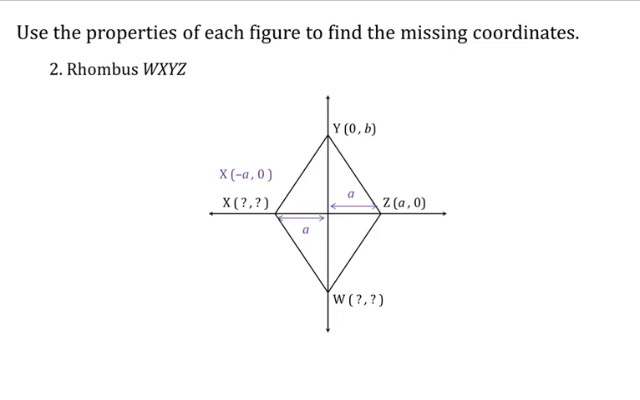We can do the same thing for Y, so we can see that Y is B from the origin, and so that means W is also going to be B from the origin, and again, since we're going from positive to negative, my new point W will be 0, comma, negative B.